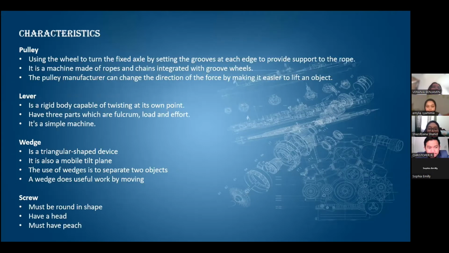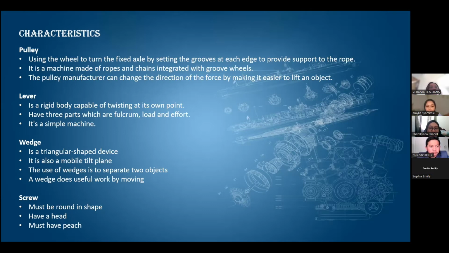For the characteristic for pulley, it is using wheels to turn a fixed axle by setting a groove at each edge to provide support to the rope. It's a machine made of rope and chains integrated with grooved wheels. The pulley manufacturers can change the direction of the force, making it easier to lift an object.